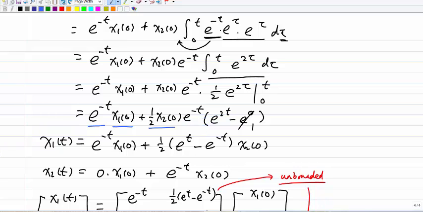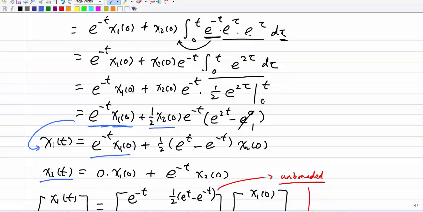I don't want to drop this one, because I still have one over here. So what happens here is this guy can be written as this. x1t is e to the minus t x10. The first term doesn't change. The second term is plus 1/2, and we multiply this inside, so it becomes e to the t minus e to the minus t. It's 1/2 of et minus e minus t times x20.